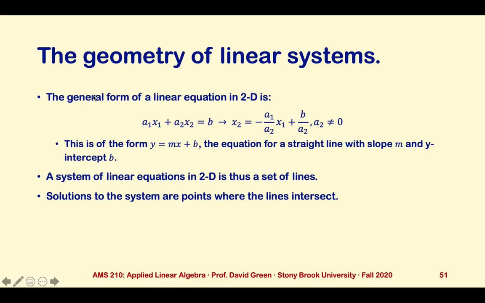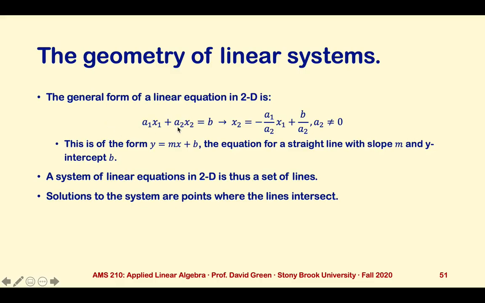So let's start with the general form of a linear equation in 2D. 2 dimensions means 2 variables. A constant times the first variable plus a constant times the second variable equals some other constant. There's nothing else we can do in 2 dimensions and still be linear. We only have 2 variables, so a linear term either has a constant times one variable, or a constant times the other variable, or just a constant. And so this is the most general form.